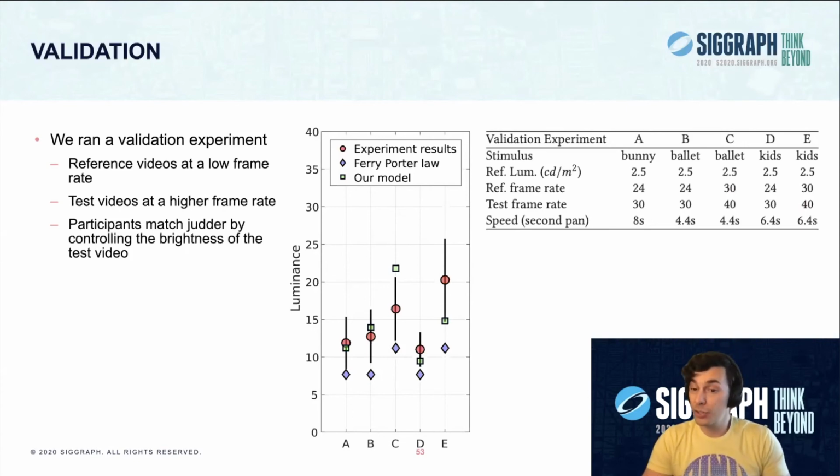In purple, there isn't another model of judder to compare against. So what we did was we adapted the Ferry-Porter law and added a free term to it as well, so that we could try to use it to predict judder. The Ferry-Porter law, of course, originally is meant to simulate the critical flicker fusion threshold. So it doesn't take speed into account, only frame rate and luminance. We see here that our model outperforms the Ferry-Porter law in every case and falls within the 95% confidence interval in all cases but one.